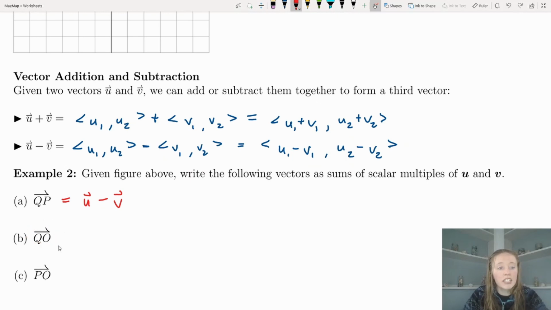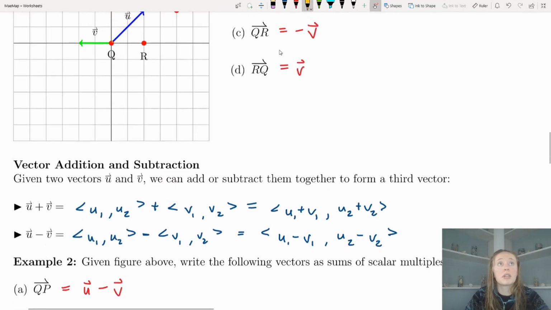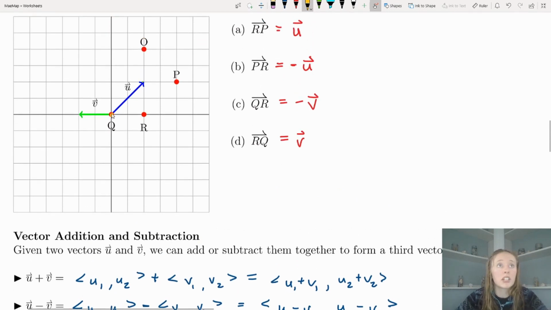Now let's look at our next vector, QO. If I'm starting at point Q and drawing my vector to O, there we have QO.